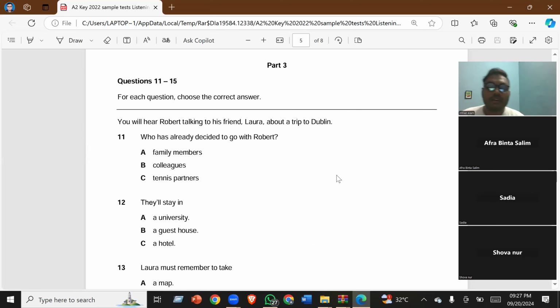Part 3. Now, I'm reading the questions and the instructions. For each question, choose the correct answer. Now, this is easy. You always get this type of question. There will be questions and there will be 3 options.